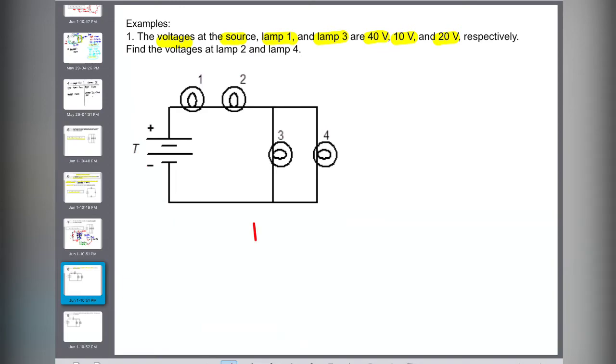I'm just going to write them out. VT is 40. V1 is 10. V2 is, I don't know. V3 is 20. And V4 we don't know. Okay, so for voltages, I look for 2 things. I look for a loop and I look for things that are parallel.